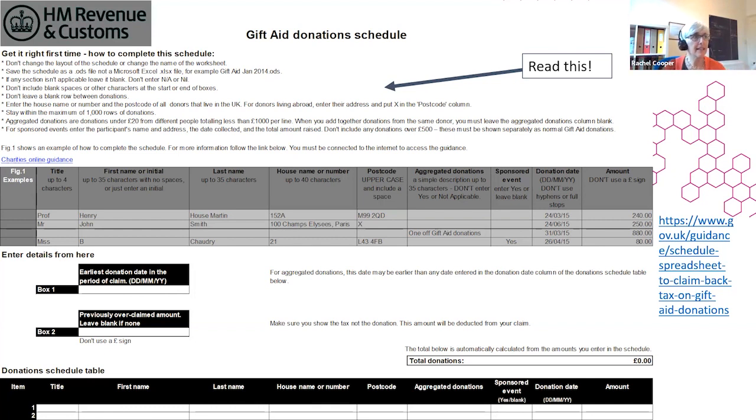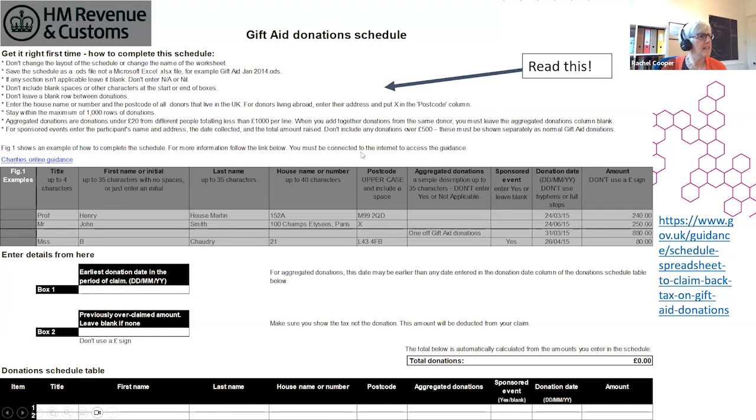Interestingly, these donation sizes have stayed the same since I first started talking about Gift Aid. Now that makes me sound like I've been doing it for hundreds of years, but since 2015, since these forms were filled in, the forms have stayed pretty much the same, and the amounts have stayed the same. At some stage they may look at them, but they're staying the same at the moment.